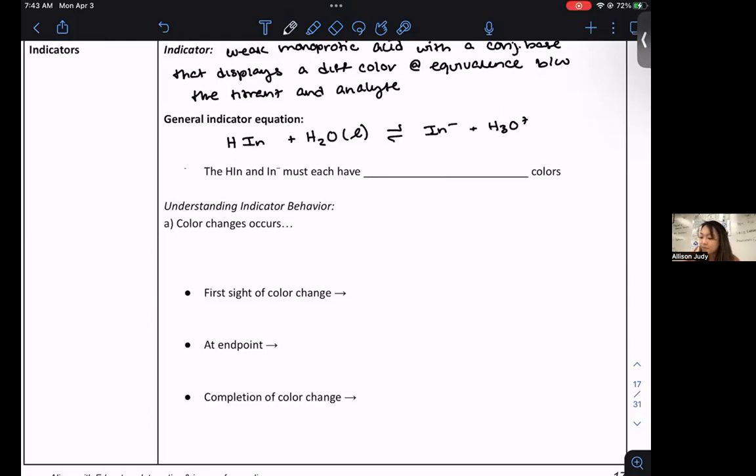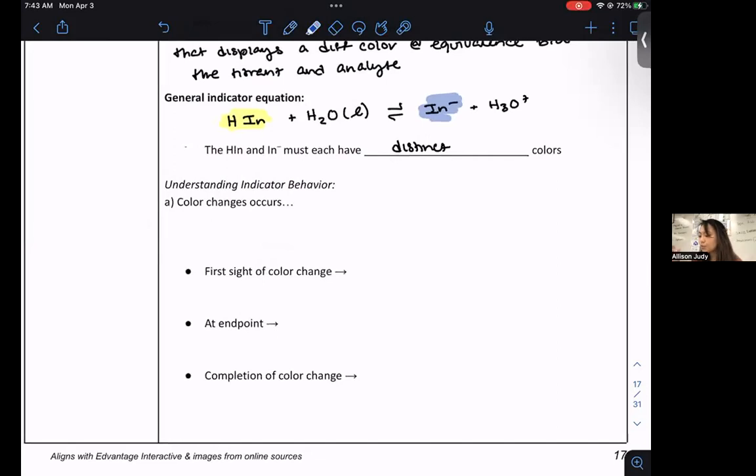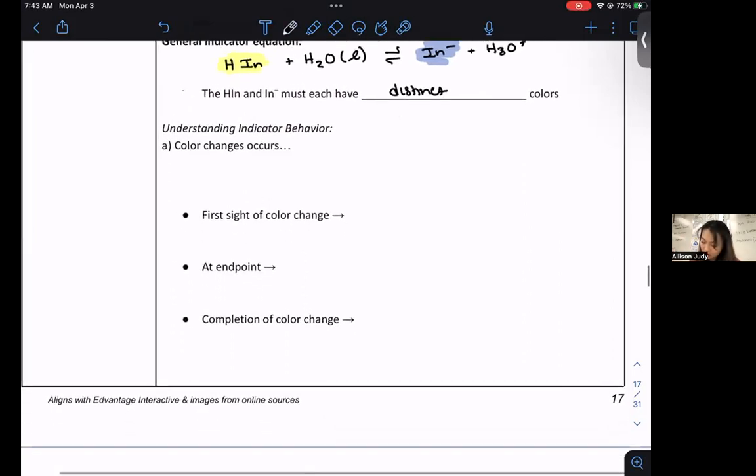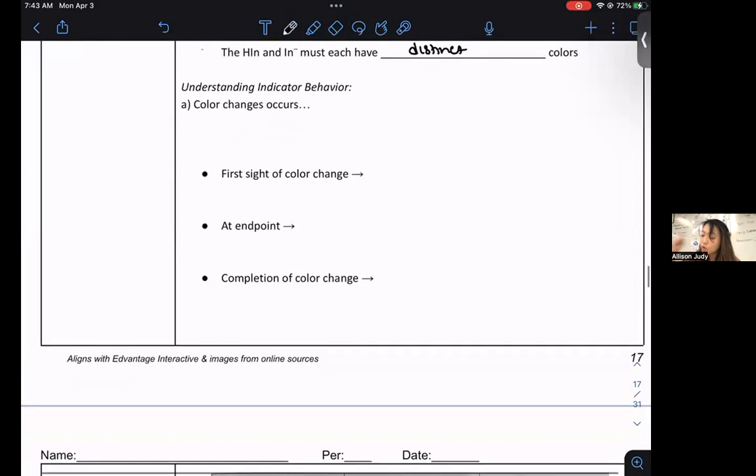And what we say is that the protonated and the deprotonated version of the indicator species must have distinct colors. So whatever color this is, let's say it's yellow according to the indicator, this must be blue or something different. And what we say is we would like the color change to occur at the same point of the equivalence being reached for the actual titrant and analyte. So how do we understand indicator behavior?